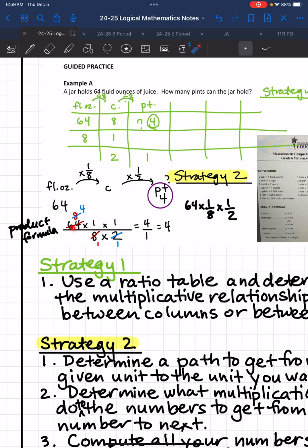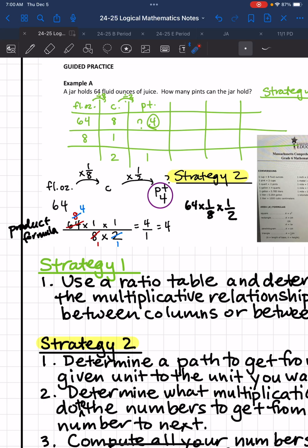All right, so we look here. We ask ourselves, is there a number that can divide 64 and 8 besides 1? Well, the answer is yes. It's 8. So you try to pick the biggest number you can. That's the greatest common factor of both the numbers. So we have 64 divided by 8 is 8, and 8 divided by 8 is 1, okay? Now we have 8 times 1 times 1 all over 1 times 2.